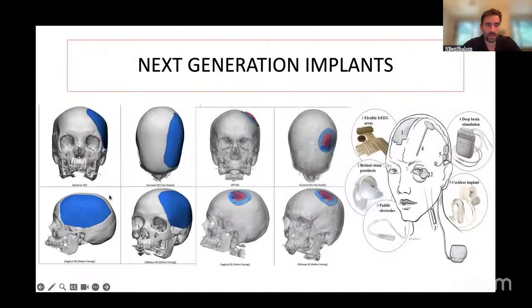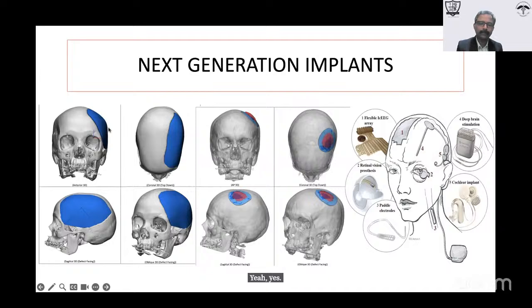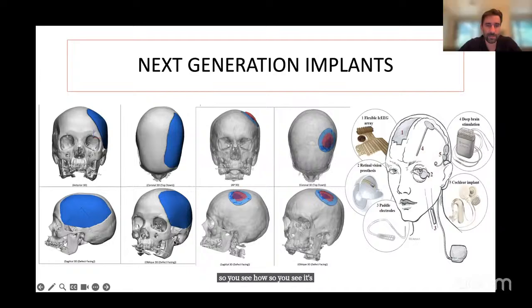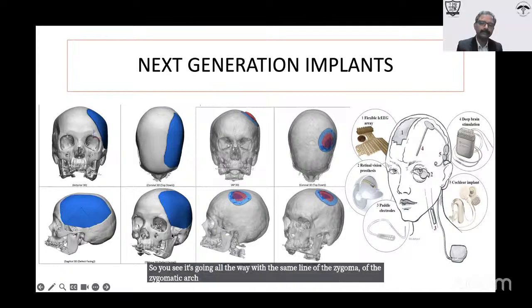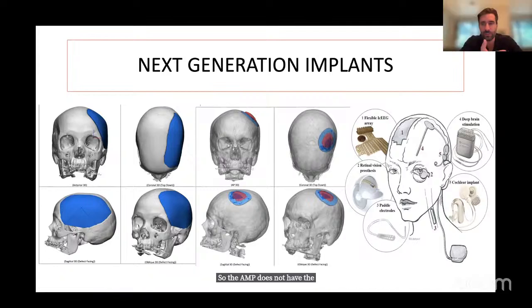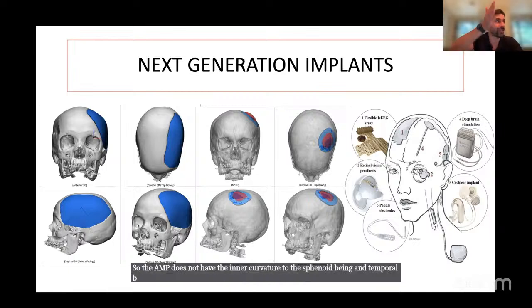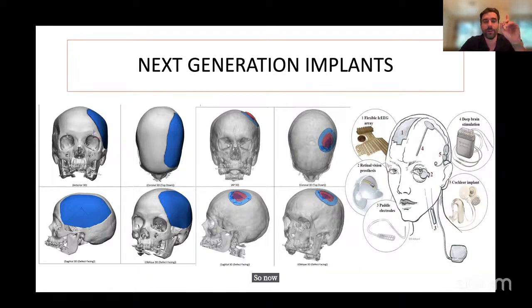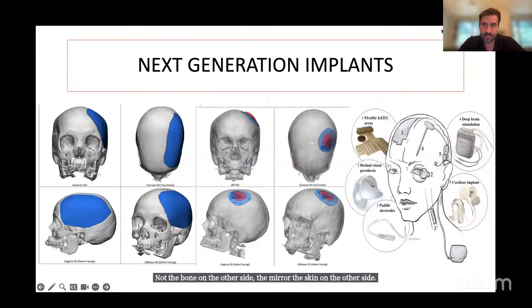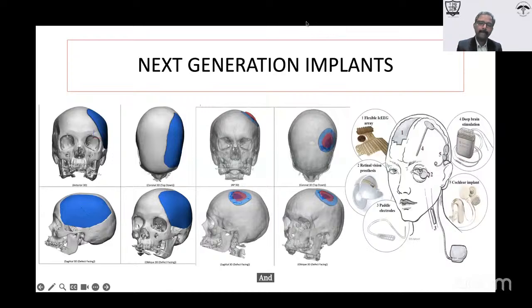Do you see that left-sided implant? Yes. So you see it's going all the way with the same line of the zygoma, of the zygomatic arch. So the implant does not have the inner curvature towards the sphenoid bone and temporal bone. It actually goes all the way down to the zygomatic arch to give this extra volume. So now they mirror not the bone on the other side, they mirror the skin on the other side. And this gives amazing results to all our patients.